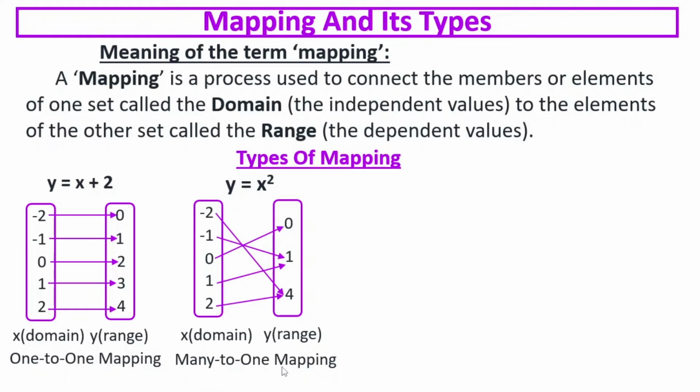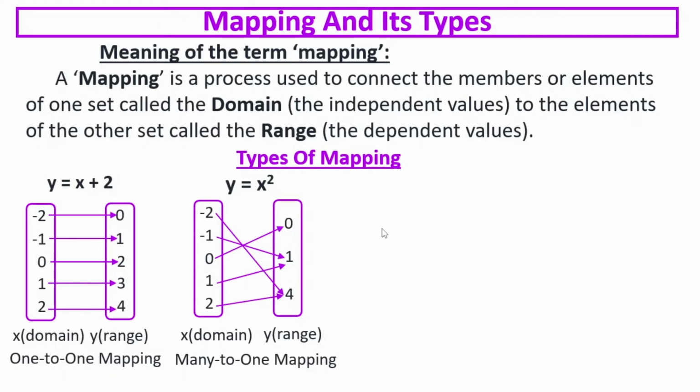And the name is many-to-one mapping. Many will be referring to the members of the domain set and one will be referring to the members of the range set. Why many? Because negative 2 whole square is positive 4, as well as positive 2 whole square is positive 4. So many values of x or multiple values of x are getting mapped or connected to a one value or a single value of y. Multiple or many members of the domain set are getting connected or mapped to a single member of the range set. Similarly, negative 1 whole square is positive 1, positive 1 whole square is positive 1. Many-to-one mapping. Hence this name.